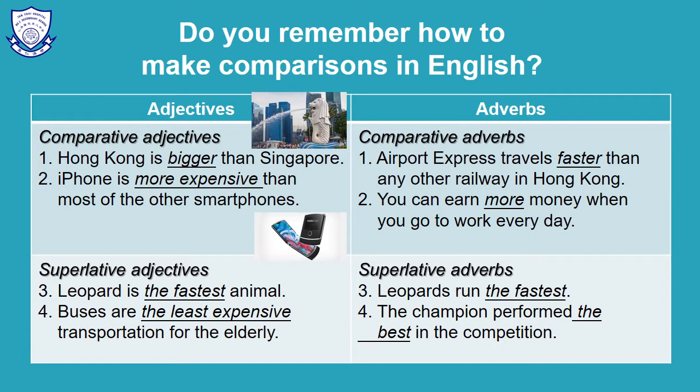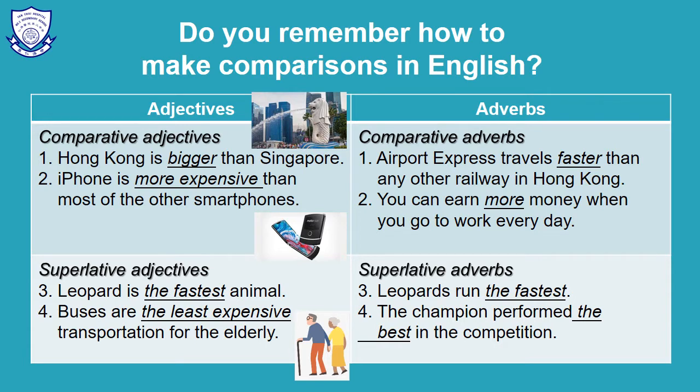We also have superlative adjectives. Sentence 3. Leopard is the fastest animal. Sentence number 4. Buses are the least expensive transportation for the elderly.